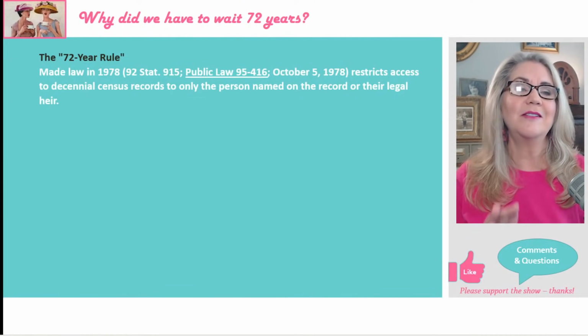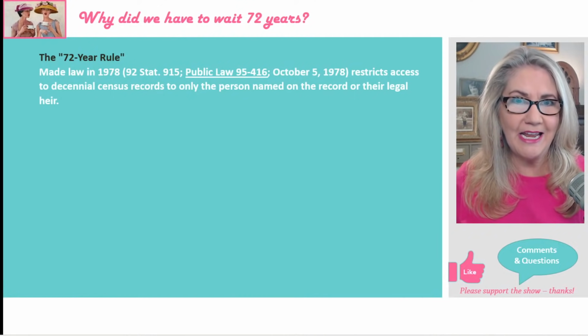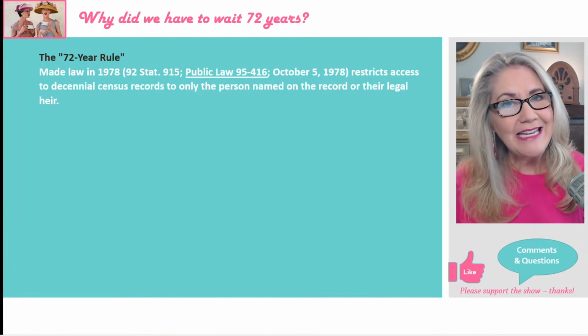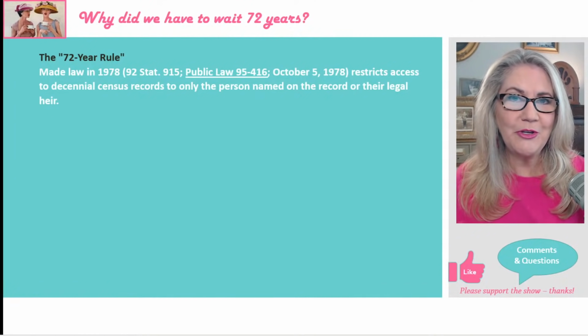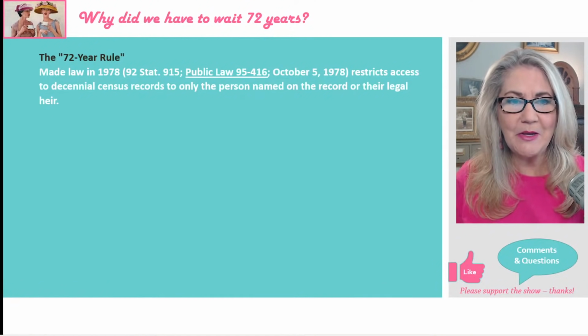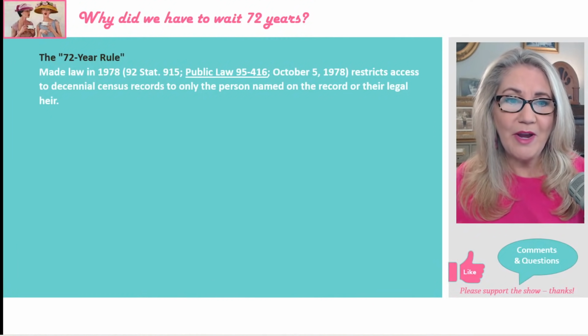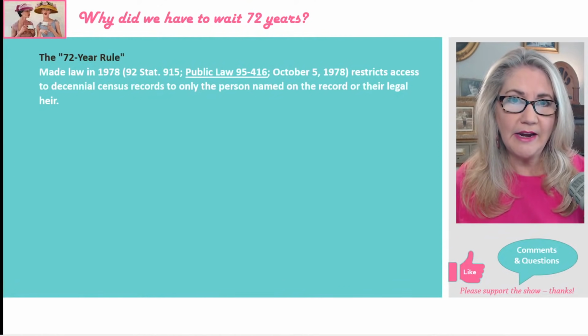Okay, so why do we have to wait 72 years before we get our hands on a public record like the U.S. Census? Back in 1978, they made a law, and I've got a reference for you in the show notes for this episode. It was passed on October 5th of 1978, and it restricts access to the decennial census records to only the person who's named on the record or their legal heir.